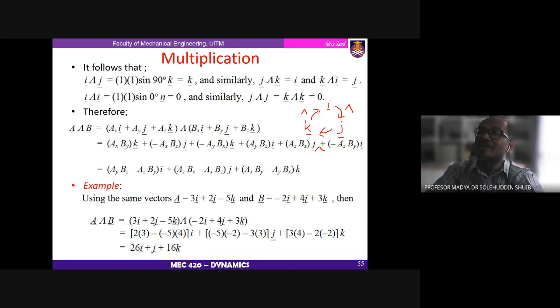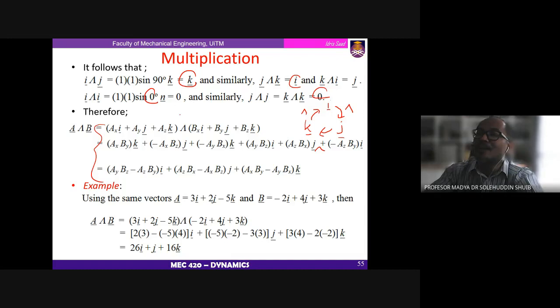This is how it looks like by using the formula earlier. i cross j, you get k. j cross k, you get i. And k cross i, you get j. How about i cross i? Because sine of 0 is 0, i cross i, j cross j, k cross k, all of them will be 0. So therefore, you're going to get this one.